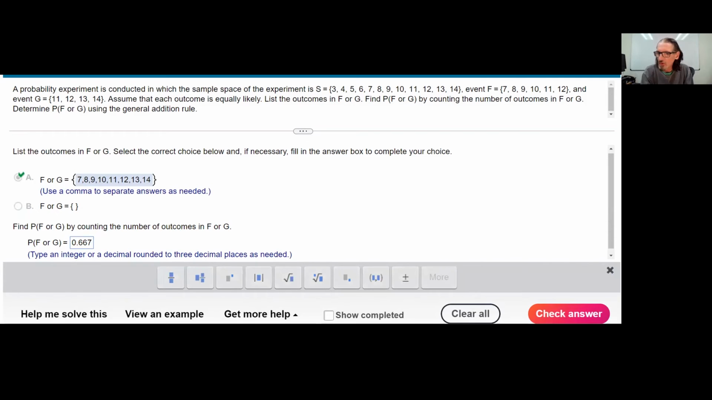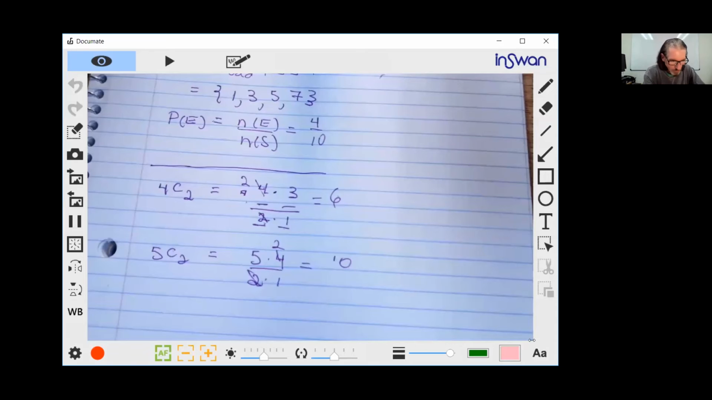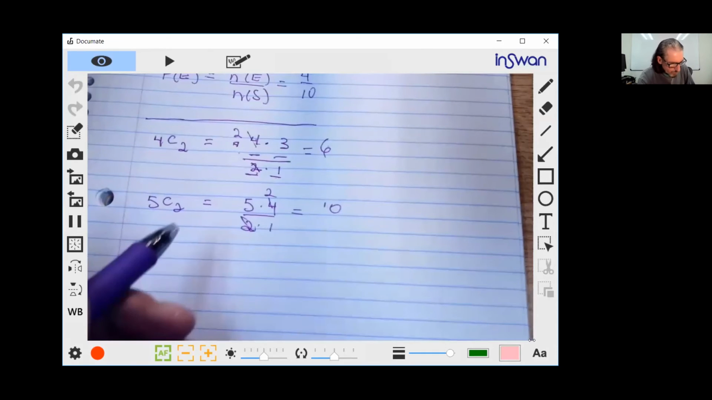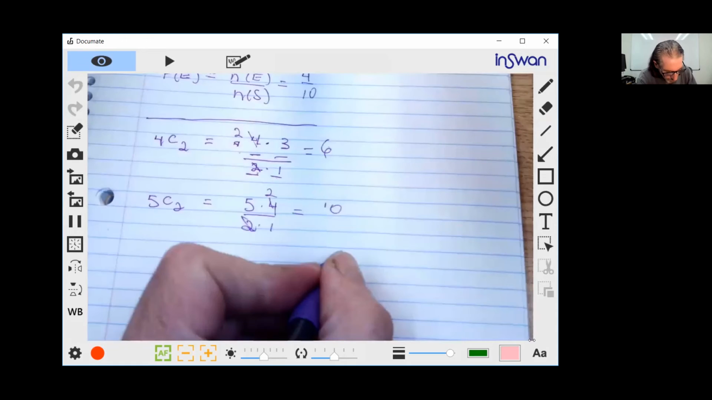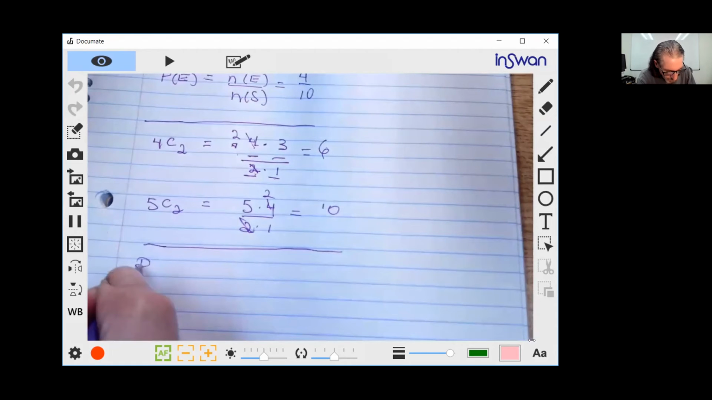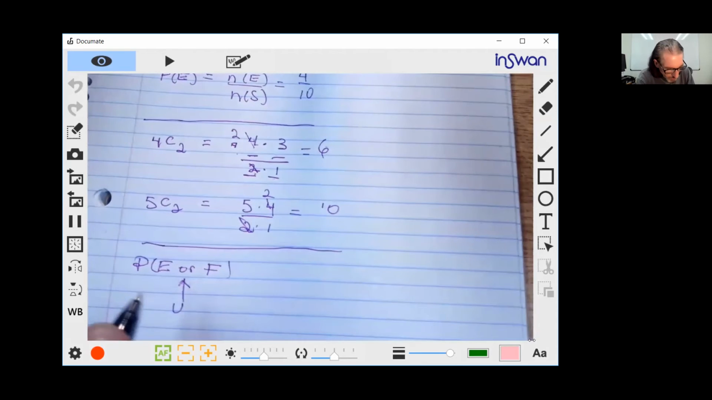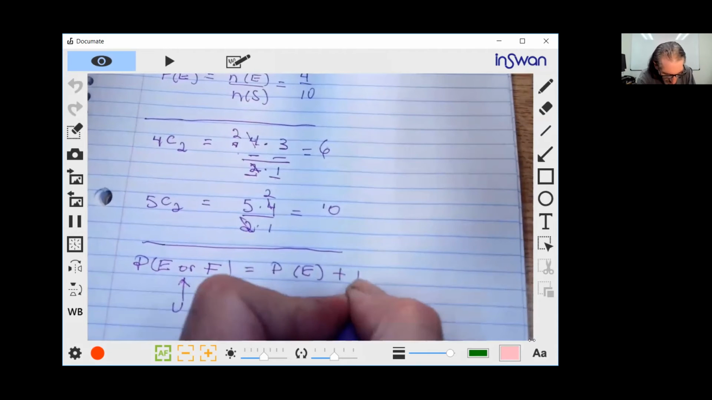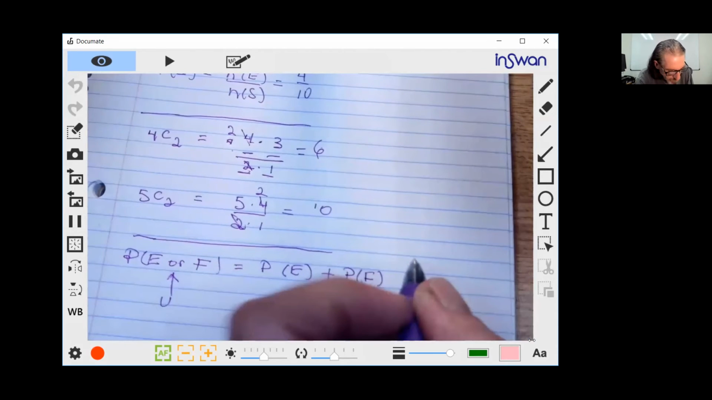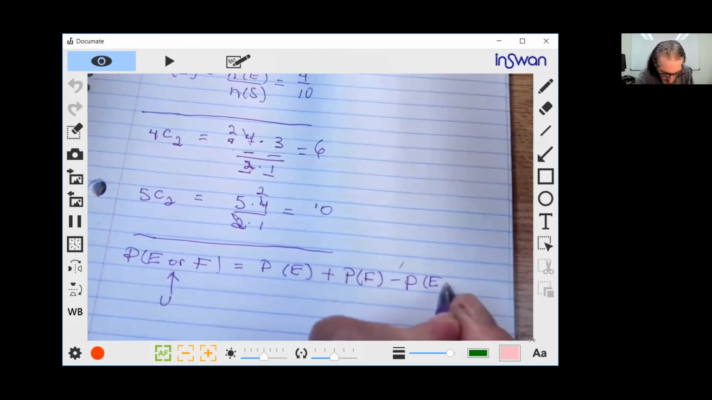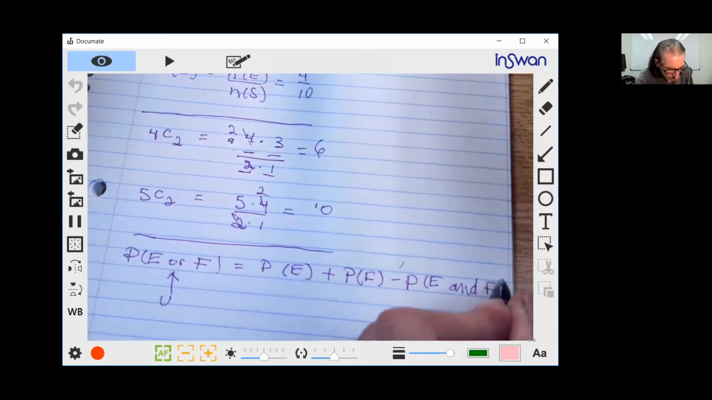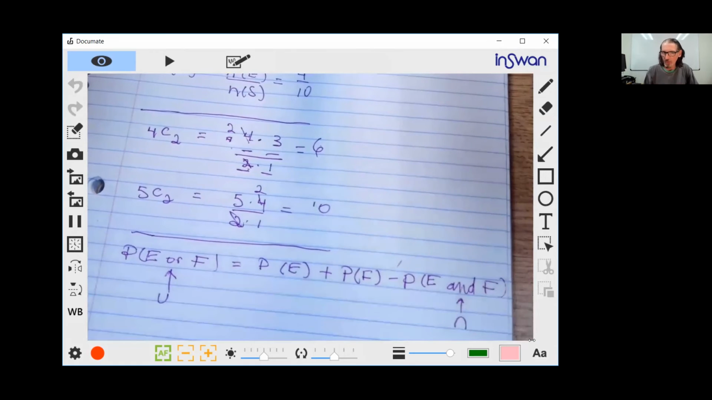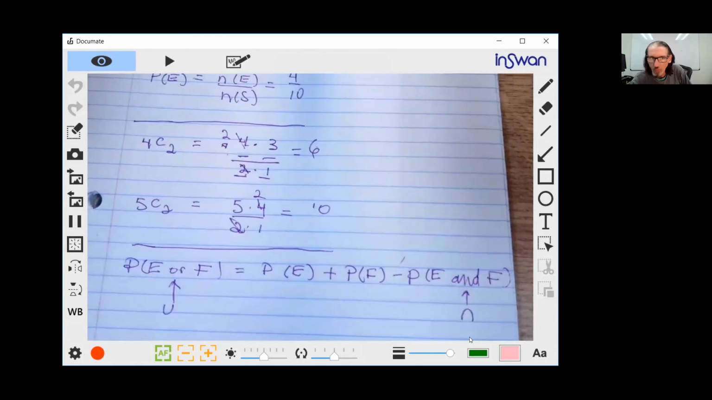It mentioned using the general addition rule. So what we would have done there would have been to add the probability of E to the probability of F. But since the intersection is included in both of those, subtract it off once to avoid the double counting that way instead of the Venn diagram approach.